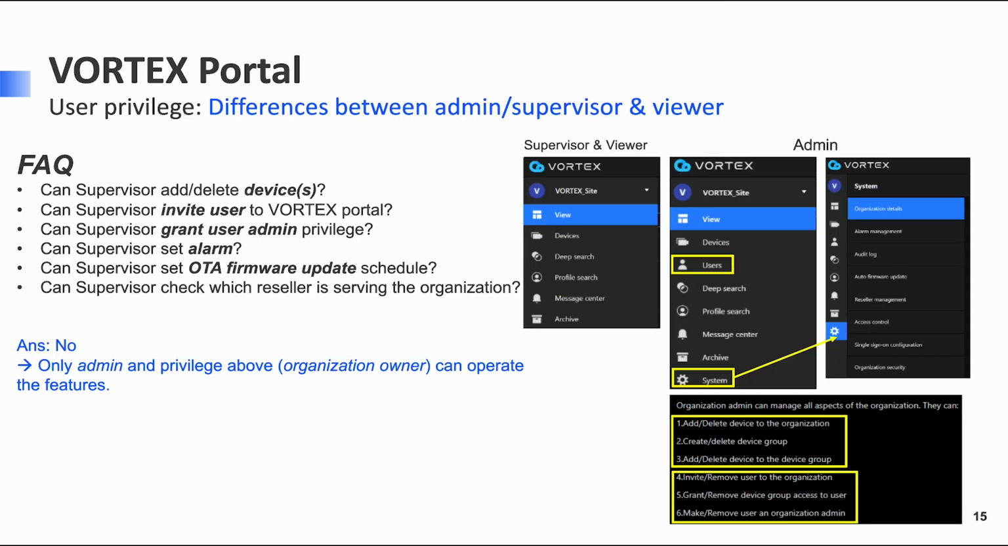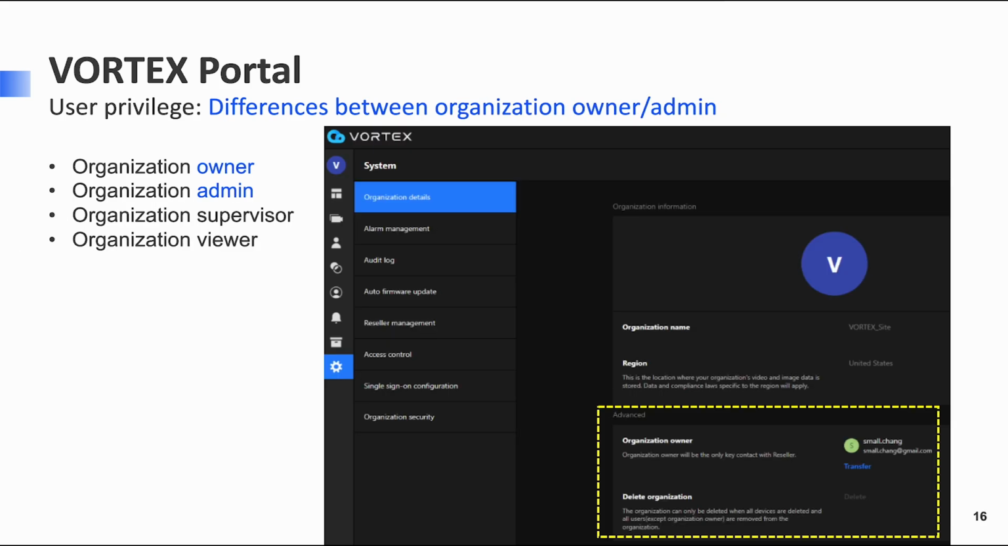Here's a summary comparing admins with supervisors and viewers. We've already covered most of these features, but this slide provides a quick FAQ-style overview to help you explain these differences to your customers. Now let's look at the organization owner role. The organization owner has a unique privilege.